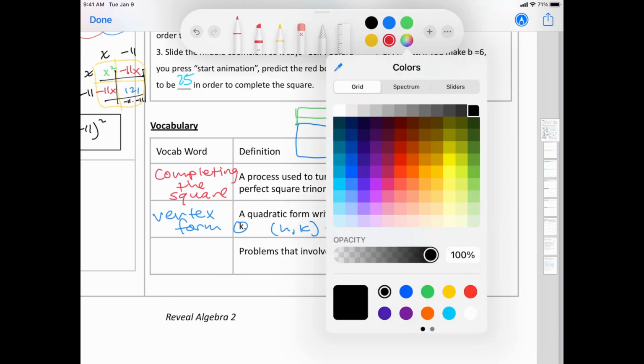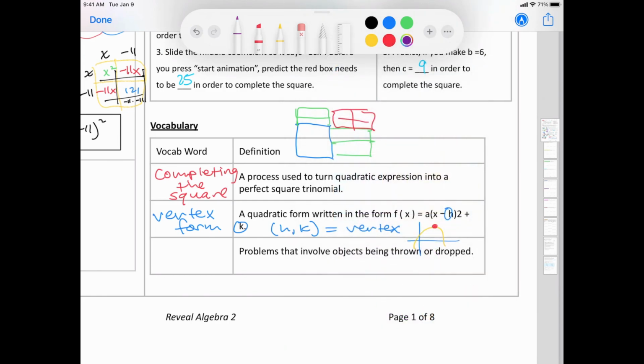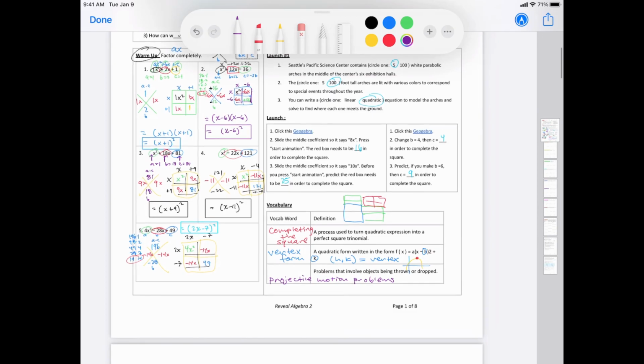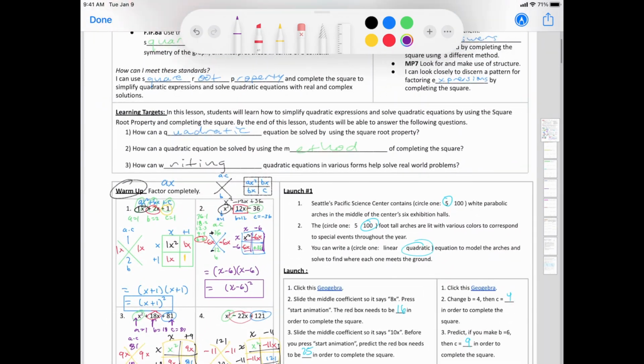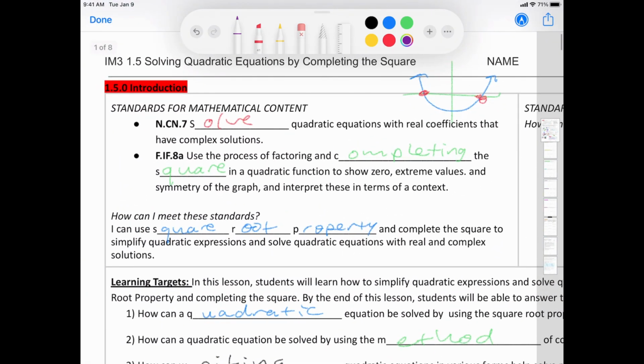And then the last one over here is problems that involve objects being thrown or dropped. So let's just say you go on top of the Empire State Building and you just decided to drop this. They call these projectile motion problems. Okay, so that is going to be 1.50 introduction.